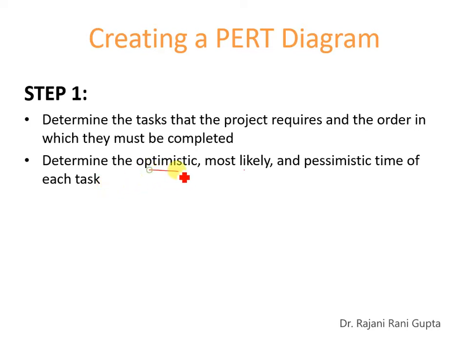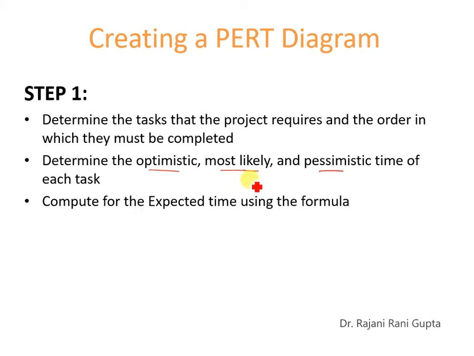If these three times are not available to you, then you are not able to work further. Then we have to compute the expected time. Now how do we calculate the expected time? We use the formula A plus 4m plus B divided by 6, where A stands for optimistic time, M stands for most likely time, and B stands for pessimistic time. So we multiply most likely time by 4, add it with optimistic and pessimistic time, and divide it by 6.